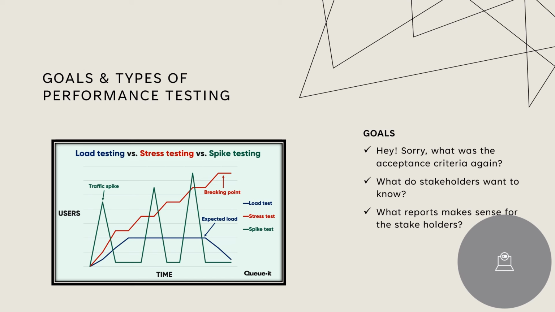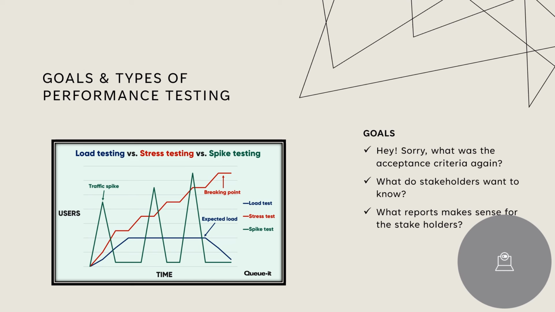In the stress test, we are increasing the load continuously until we reach a point where our system will break. You can see this in the graph as red lines. The green line represents the spike test. If you look at that green line, you can see the number of users increased spontaneously, and then decreased. We will be repeating this for a while. This is called a spike test.